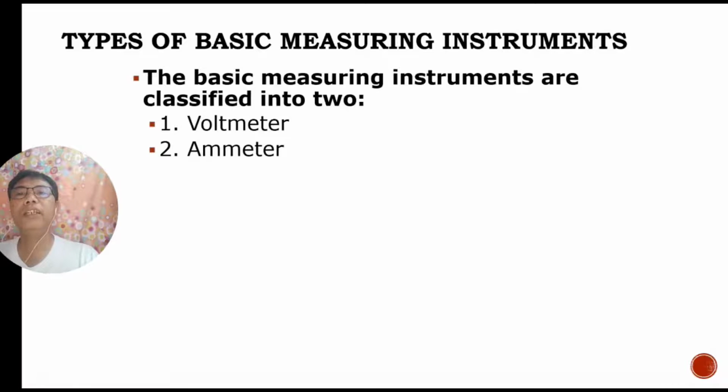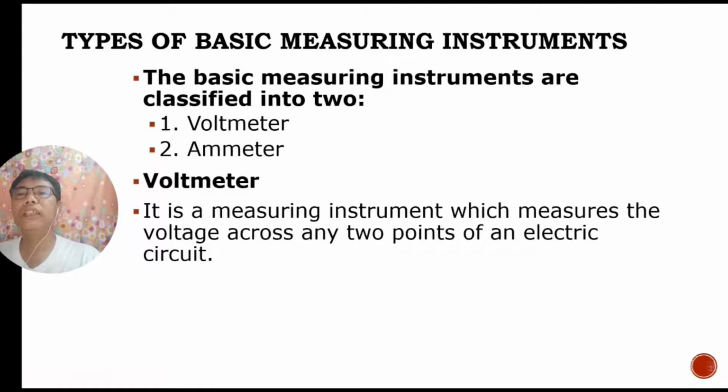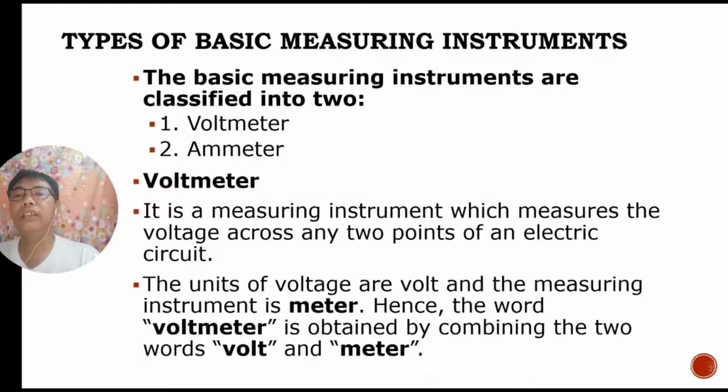So the basic measuring instruments are classified into two. One is voltmeter, the other one is ammeter. What is the difference of the two? A voltmeter is a measuring instrument which measures the voltage across any 2 points of an electric circuit. Voltage. Take note, voltage. So the units of voltage are volt and the measuring instrument is meter.